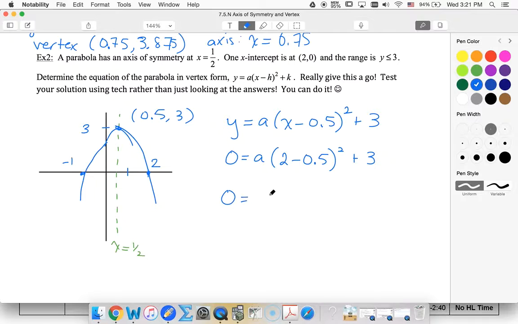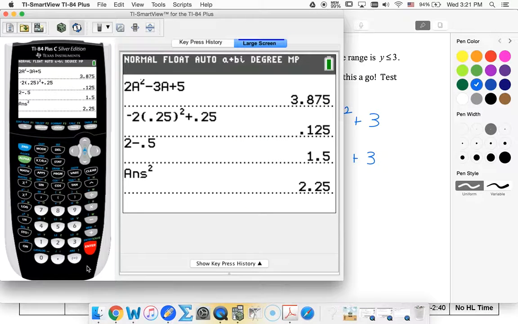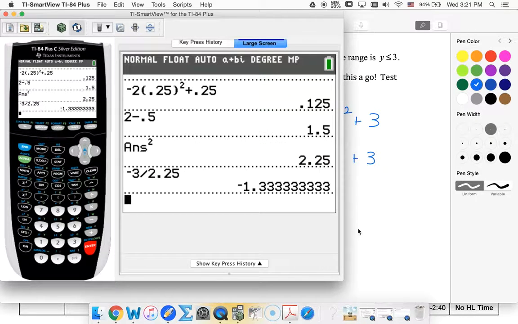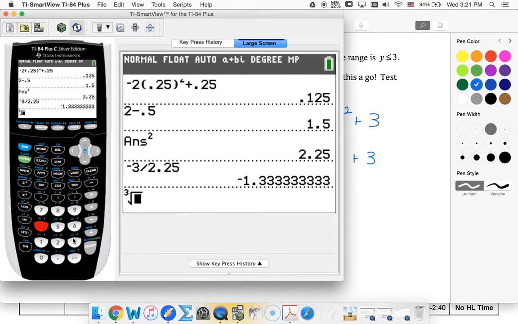So 0 equals 2.25a plus 3. We know it points down, so my a must be negative. If I solve this equation, a is going to be -3 divided by 2.25. Let's work that out, and we get -1.3 repeating.